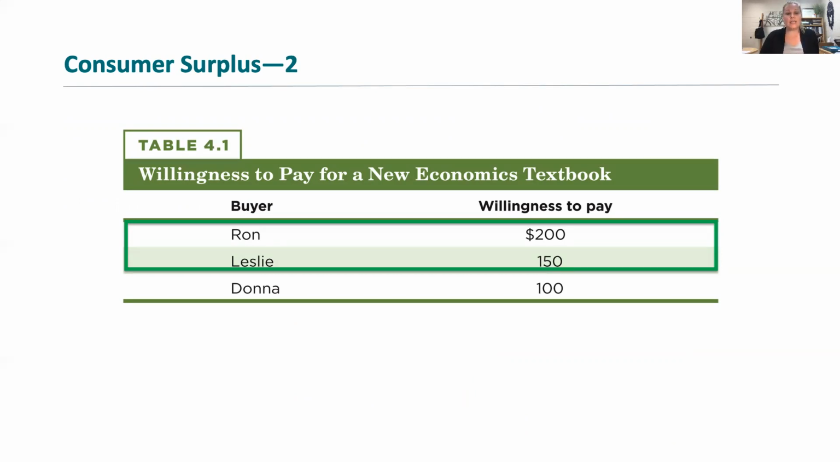So here, Ron, Leslie, and Donna each have a different maximum willingness to pay for an economics textbook. Ron is willing to pay no more than $200 for a textbook. Leslie is willing to pay $150 and no more for a textbook. And Donna is willing to pay $100 for a textbook. If the price of that book is listed in the bookstore at $140, then who would actually buy the book?